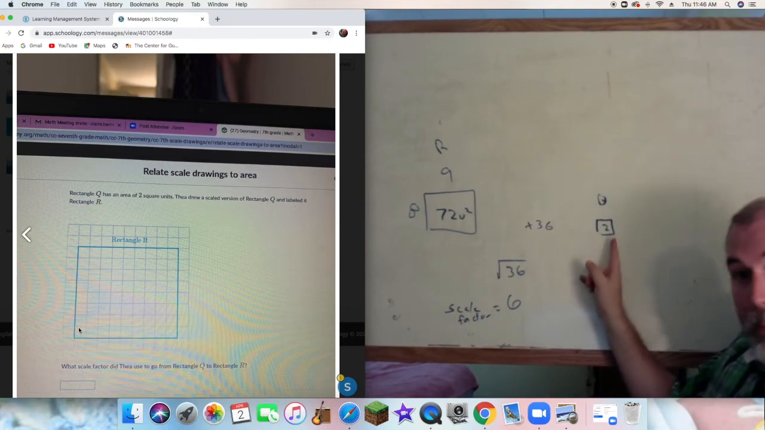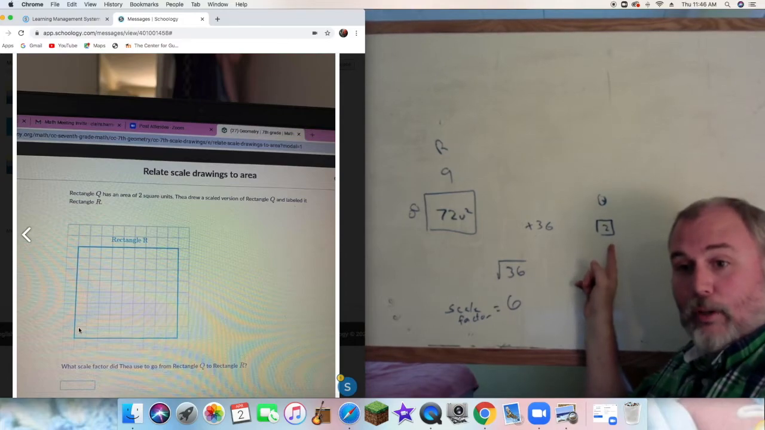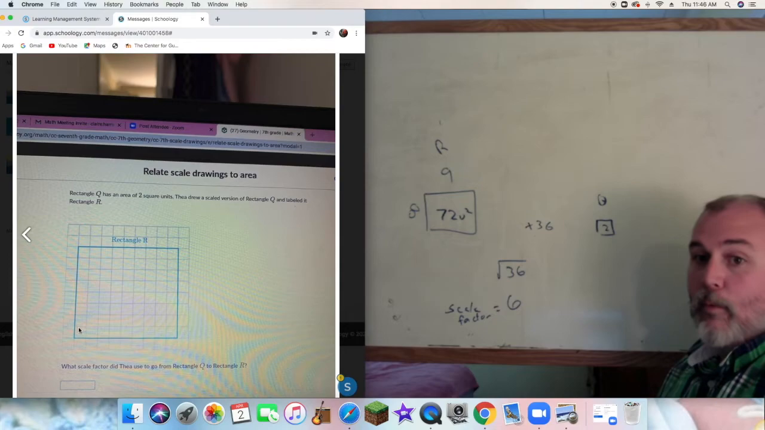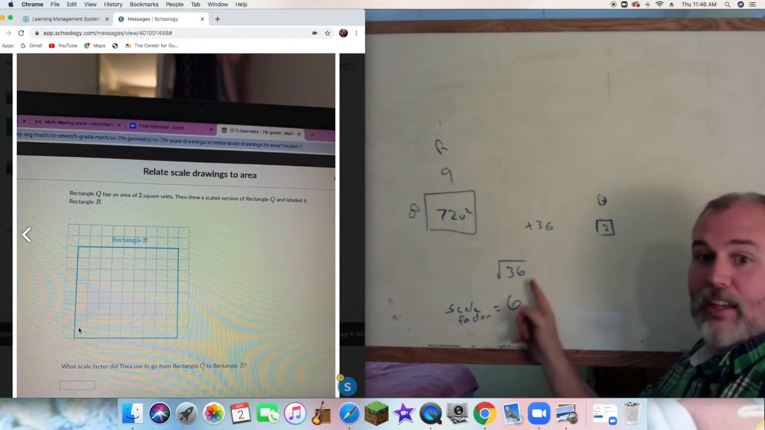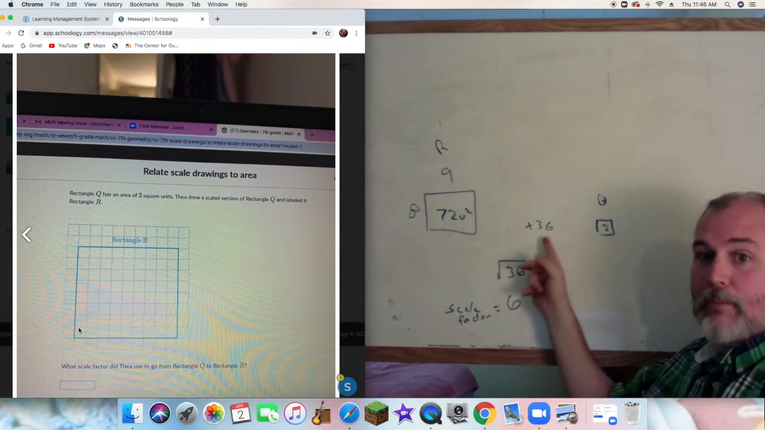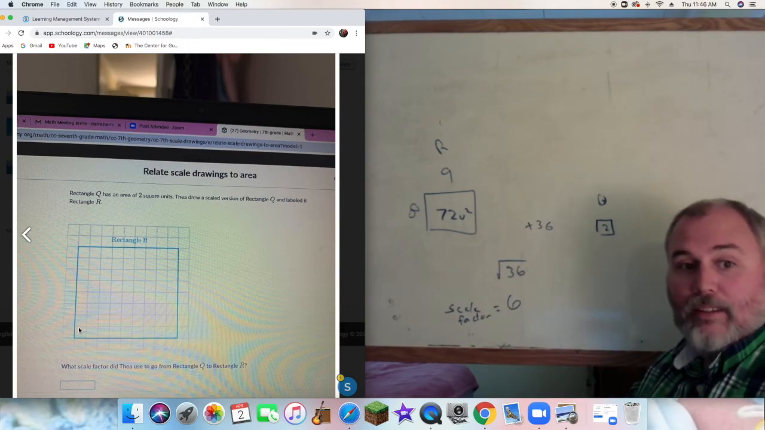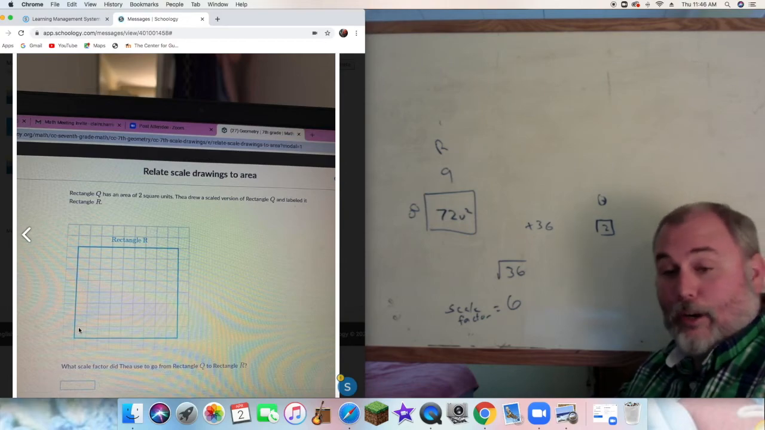The original shape Q had an area of 2 square units. They multiplied it by a scale factor of 6, so 6 times 6 is 36, and 2 times 36 gives me the 72, which is the area we found for rectangle R.